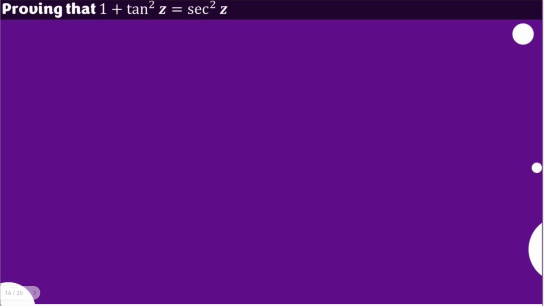This time, allow us to show the proof of another Pythagorean identity. We have 1 plus tangent squared of z is equal to the square of secant z. This is also similar to the Pythagorean identity using theta in a real context. We have here 1 plus the square of tangent theta is equal to the square of secant theta. So that's theta at this time.